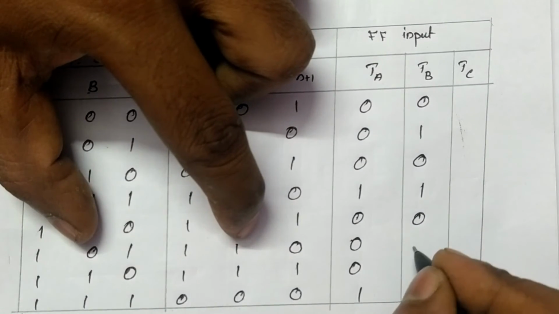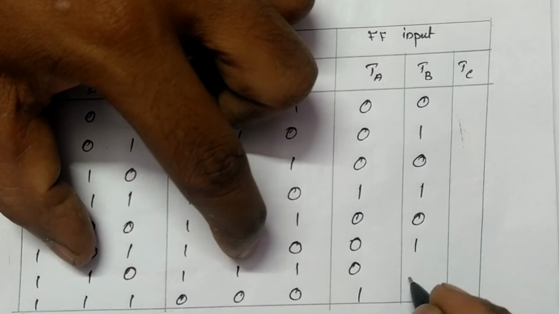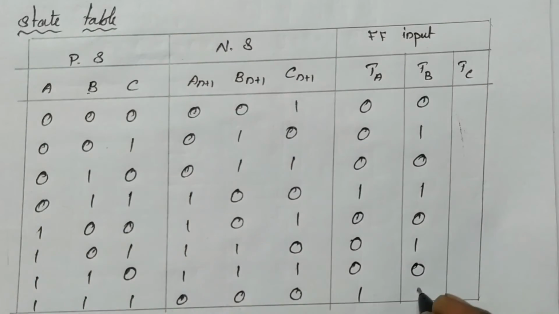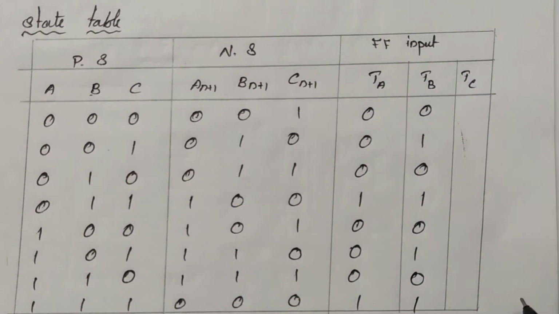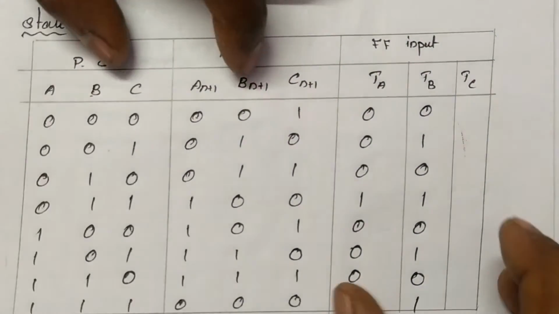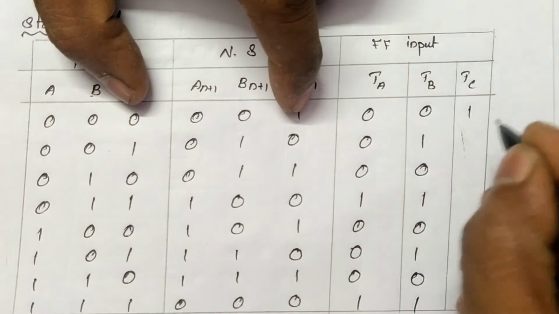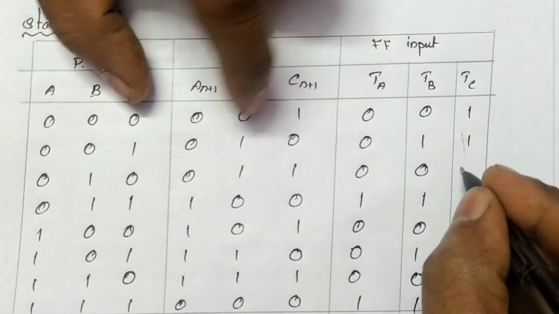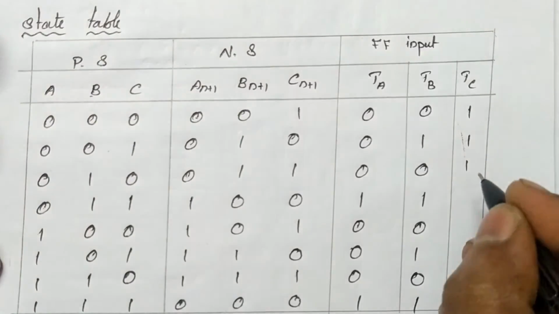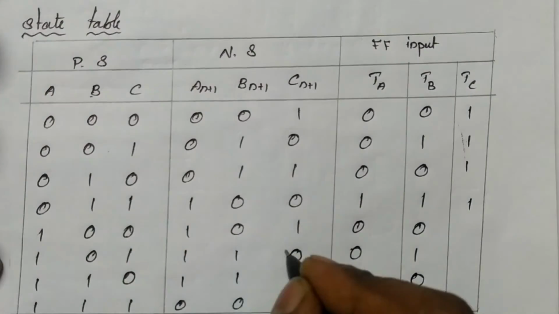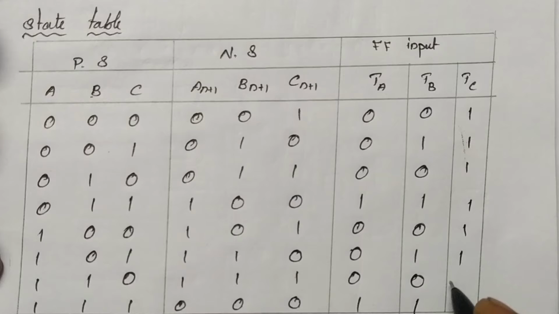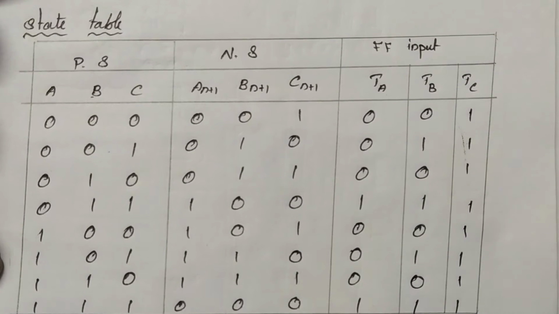Here both are complement, 1. Both are same, 0. Both are complement, 1. Likewise, for TC, here it's complement. Second one also complement. Third one also complement. Here also it's complement. Here also it's complement. Here also it's complement. Okay.